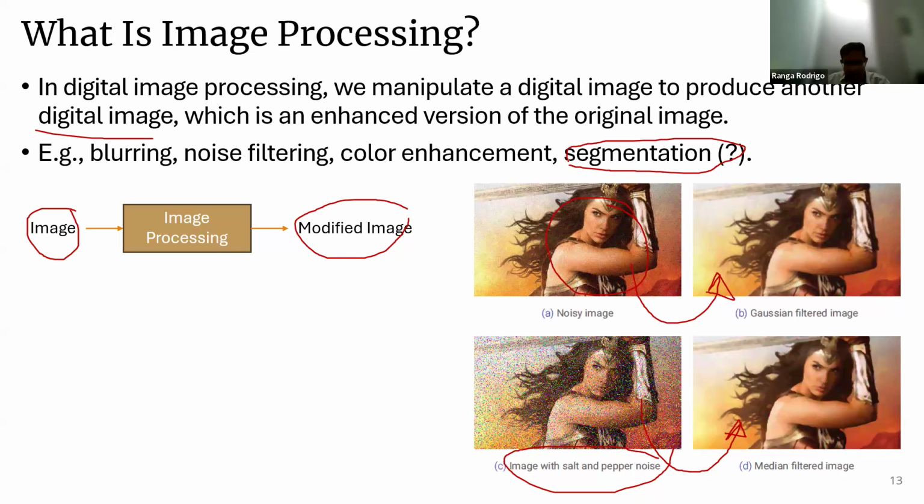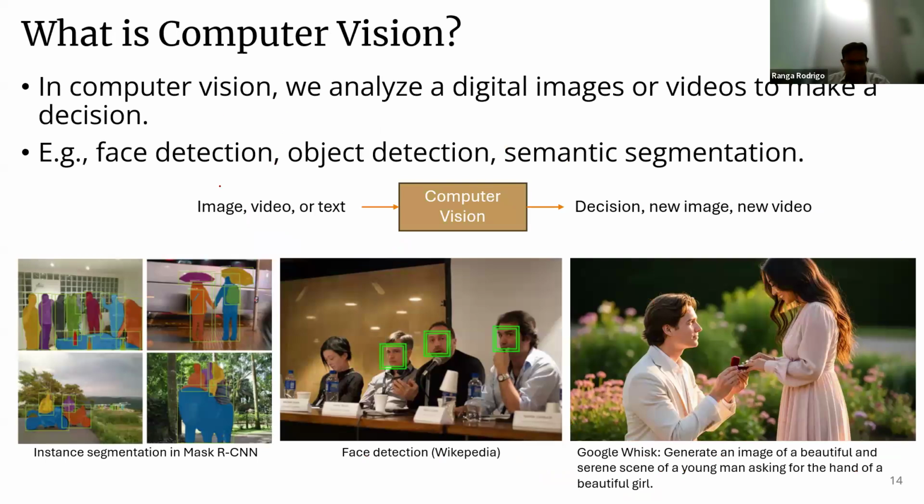Okay. So if you think about computer vision, there you get images, video, or text, and you give a decision, a new image or a new video. Yeah, you can see the difference between those two.